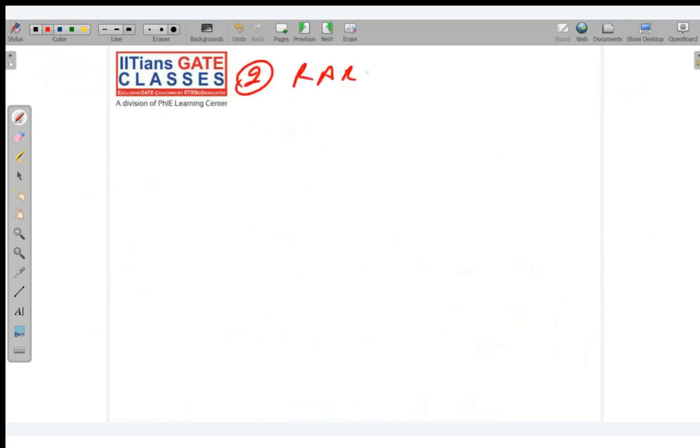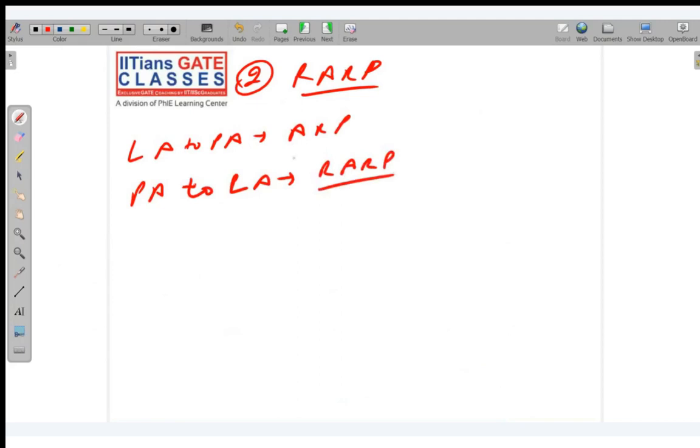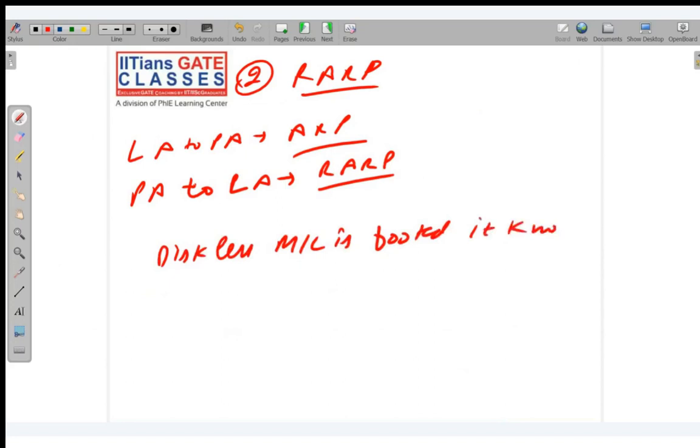Reverse Address Resolution Protocol. Reverse means opposite work. LA to PA is done by ARP, so obviously the reverse process, PA to LA, is done by RARP. This question has been asked in GATE many times. Whenever a diskless machine is booted, it knows its physical address but does not know its IP address, its LA.